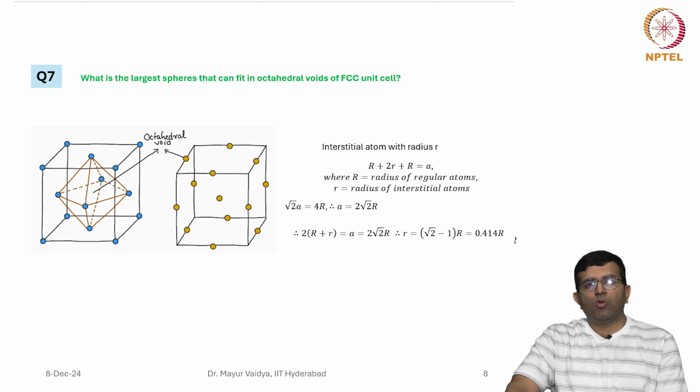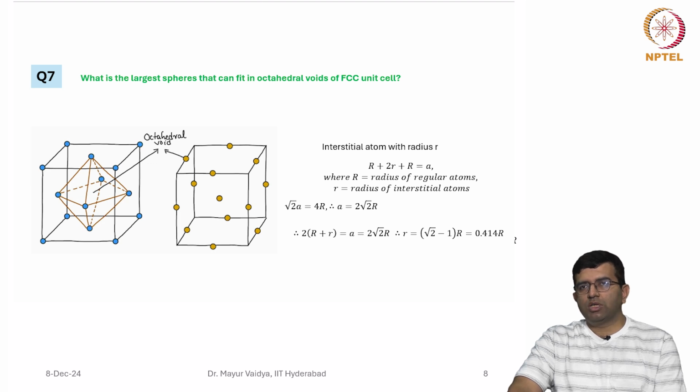Now, if you want to calculate, here is the regular or parent atom, here is where the interstitial atom would be sitting, and again here is the regular atom. So R plus 2r plus R is equal to a. The distance between these two is a, which is the lattice parameter. And we know that for FCC, root 2 a is equal to 4R. Remember, these atoms are touching each other, and therefore a is equal to 2 root 2 R.